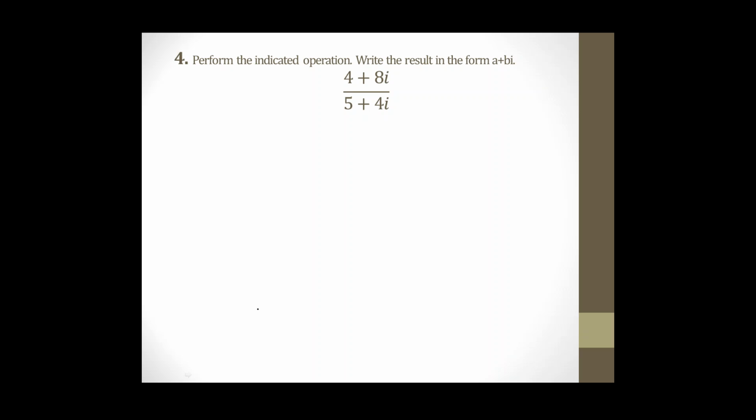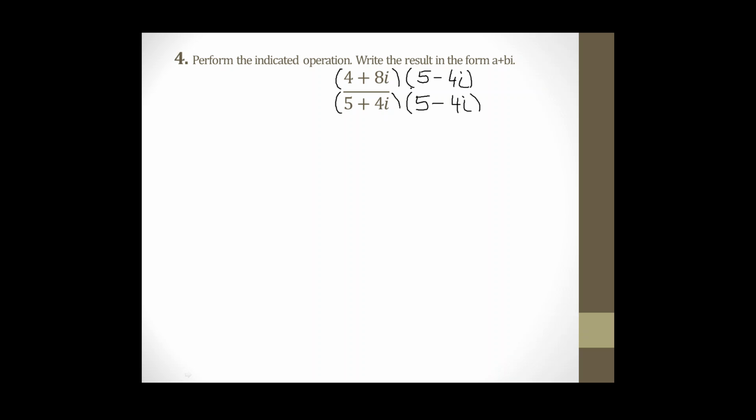All right, this one says perform the indicated operation, and we have to write the result in the form a plus bi. Okay, so when you have i in the equation, especially when it's a fraction, you should not have it in the denominator. And the method that we're using to get rid of i in the denominator is multiplying top and bottom by the conjugate. So the conjugate of 5 plus 4i is 5 minus 4i, just change the sign in the middle. But what we do to the bottom, we also have to do the same thing to the top.